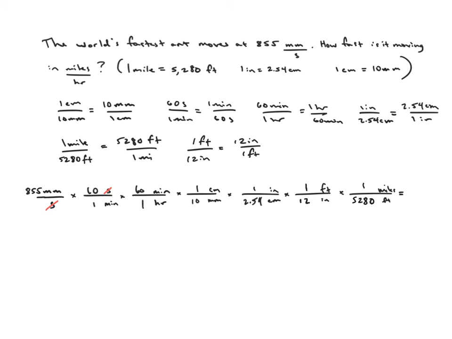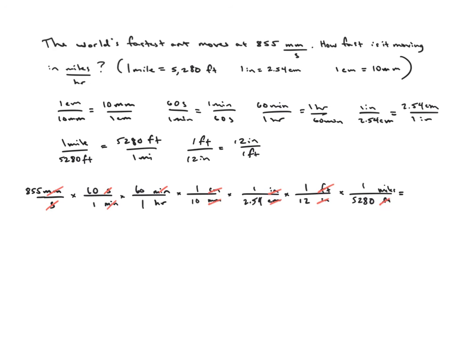Seconds cancels. Minutes cancels. Hours is good because that's the unit we want on the bottom. So we're not going to change that anymore. Now I'm getting rid of millimeters, notice. Okay. So millimeters cancels. Centimeters cancels. Inches cancel. Feet cancels. The only units I'm left with when this whole thing is done is miles over hours. Miles per hour. Okay. So now we just need to plug it into a calculator.